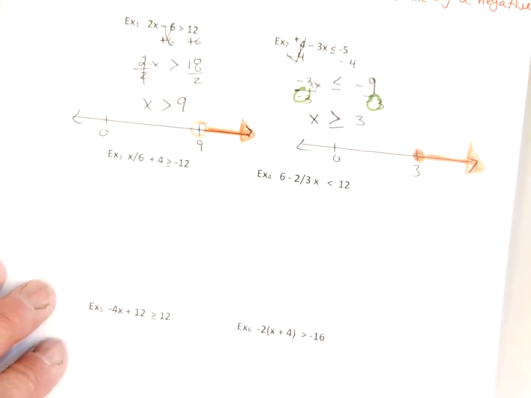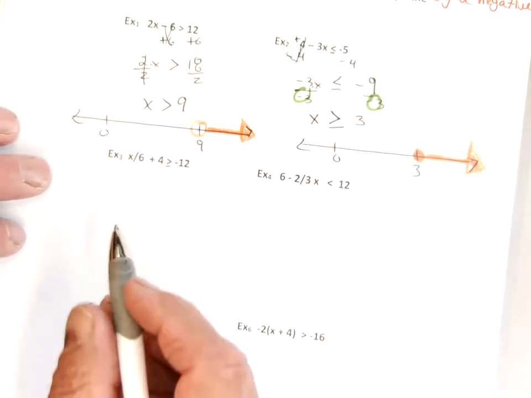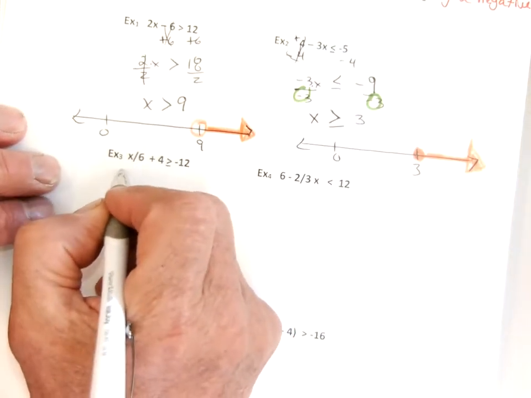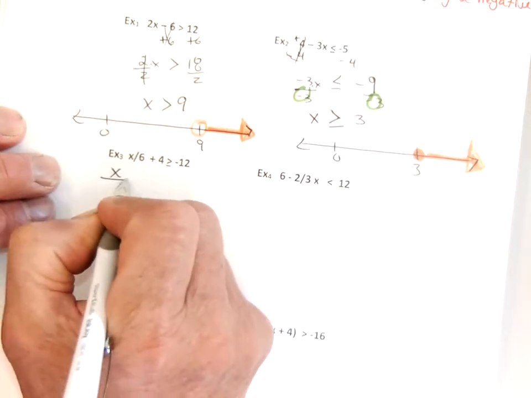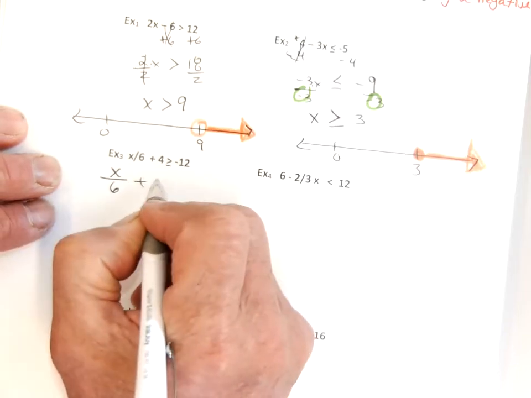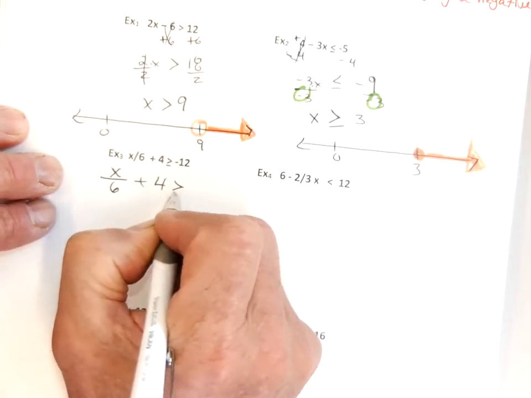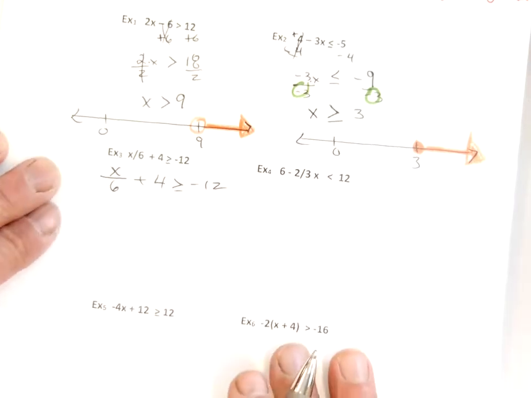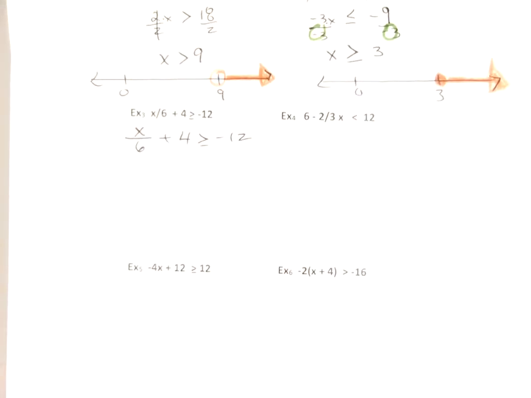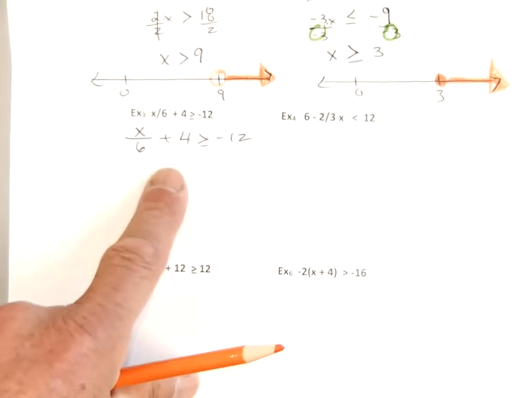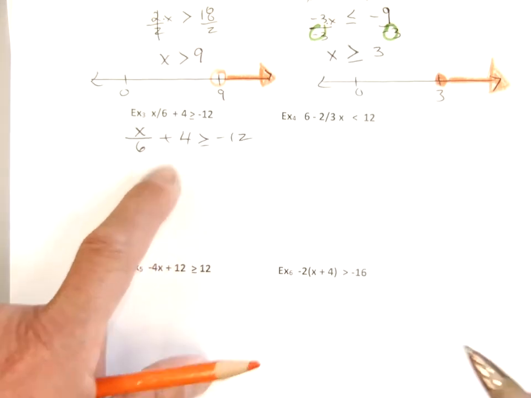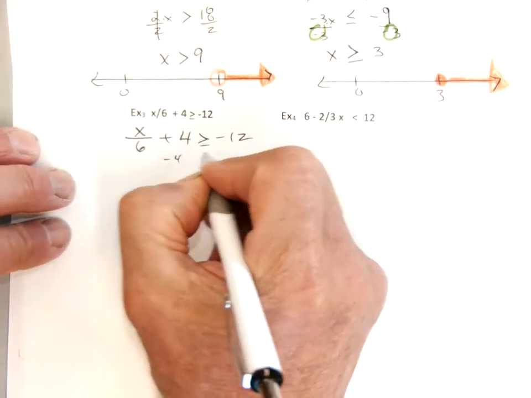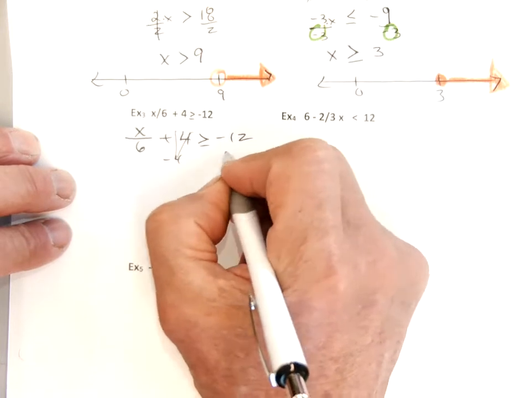Now, number 3, again, I'm not really good at typing these up because my computer wants to make it look like this, but it really is like x divided by 6. That's probably an easy way to see it. It's just that I have a hard time typing it that way. So again, we want to solve for x. Let's get rid of the 4 first.